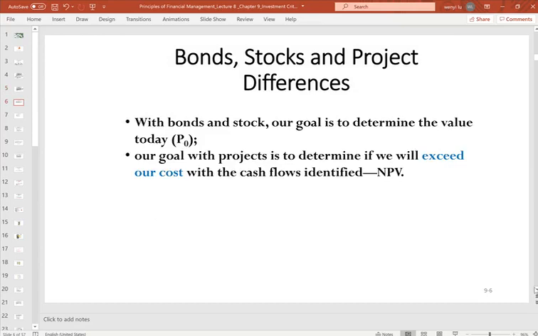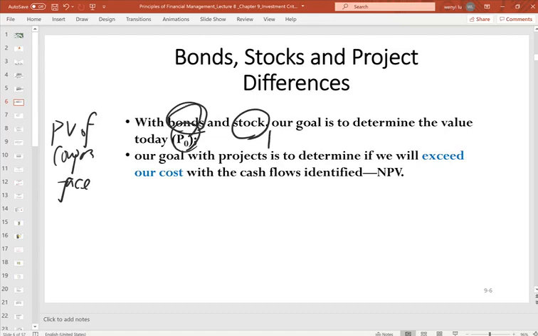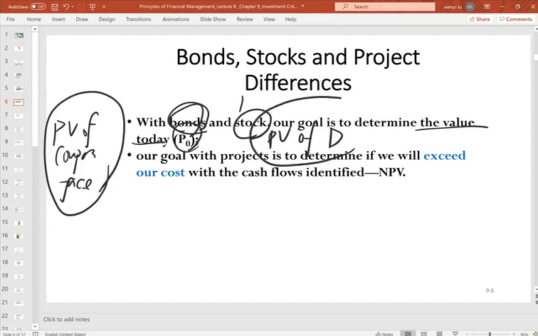With the bond and the stock, we try to do the valuation of these two financial products. We use P0, the price at time zero. We solve the PV of the coupon and the face value; that's the P0 for the bond. We solve the PV of the future dividends; that's the price of the stock we're willing to pay. The value you can pay today is based on how much you receive in the future, discounted to time zero.